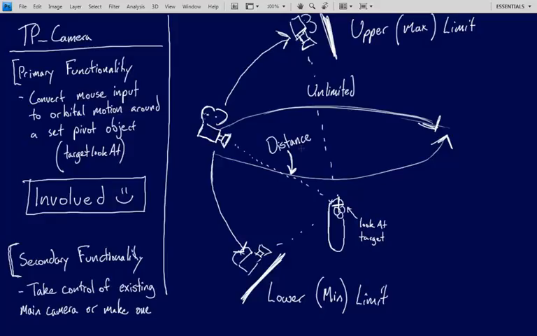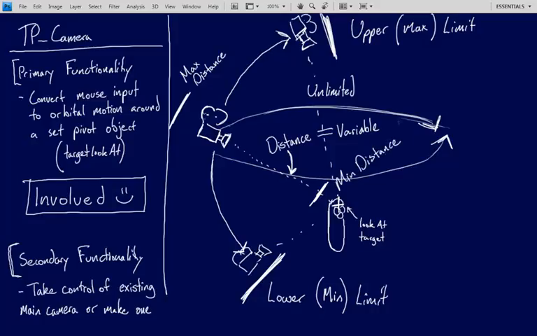We'll be able to bring the camera closer or further away. Right, so that distance is going to be variable. Right. And it also has its own limits that you can set. So you can set a minimum distance, and you can set a maximum distance. So we'll have a max distance, and we will have a min distance.